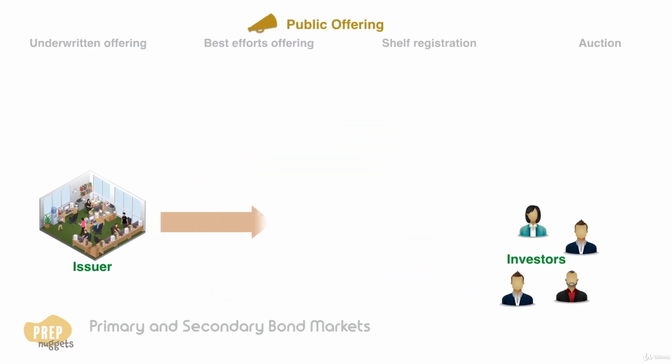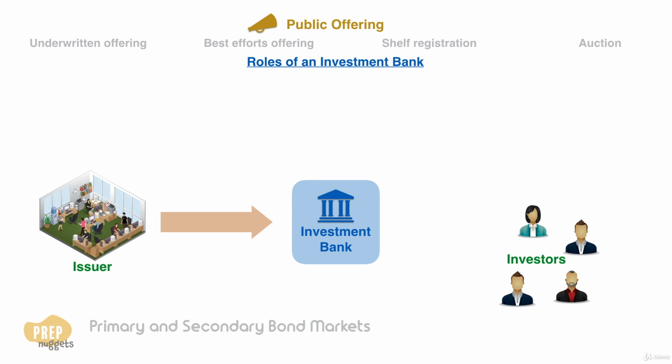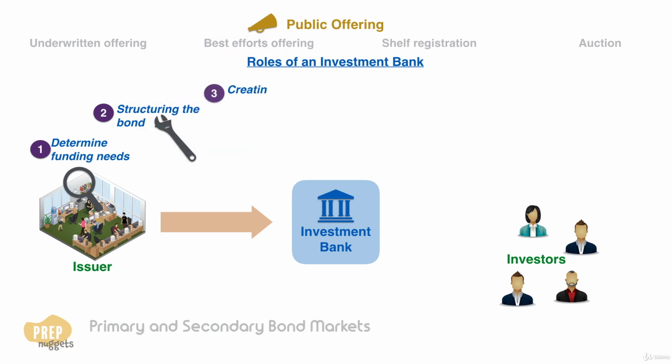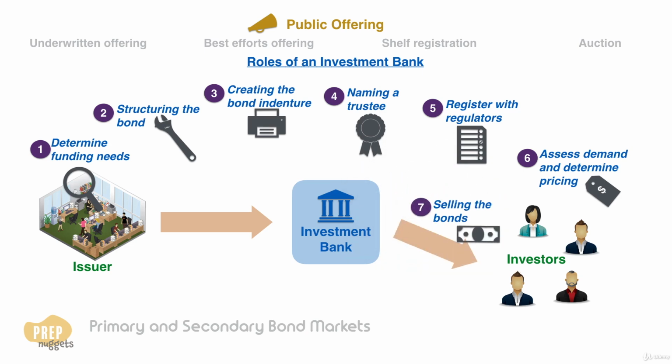A public offering is typically done with the help of an investment bank. The investment bank assists the issuer in the various steps of a public offering. This includes determining the funding needs of the issuer, structuring the debt security, creating the bond indenture, naming a bond trustee, which can be a trust company or bank trust department, registering the issue with securities regulators, assessing demand and pricing the bonds given market conditions, and selling the bonds to investors.